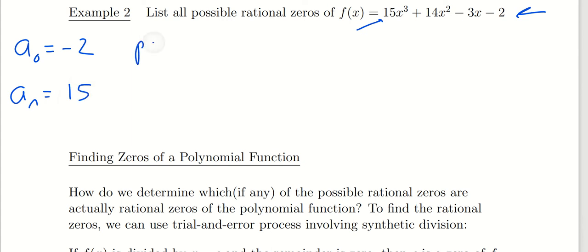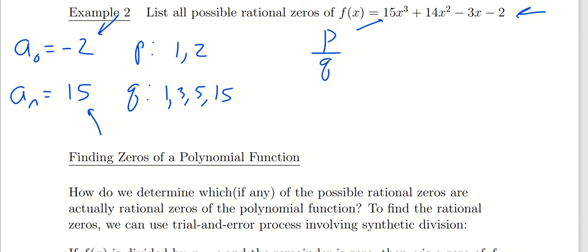Let's now find our list for p and q. And when I write out these values, I'm only going to write the positive values. What are the integers that divide 2? Well, we could have either 1 or 2. What are the integers that divide 15? Well, it could be either 1, 3, 5, or 15 itself. For the possible rational zeros, they have to be of the form p over q, where p is from the top list here, and q is from the bottom list.